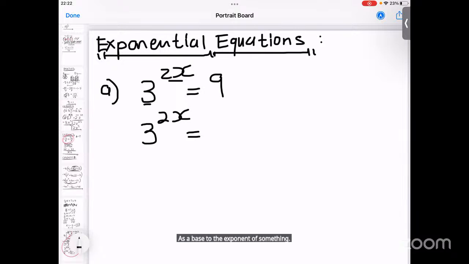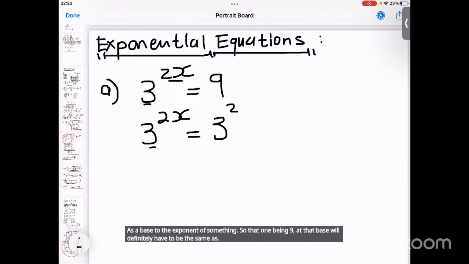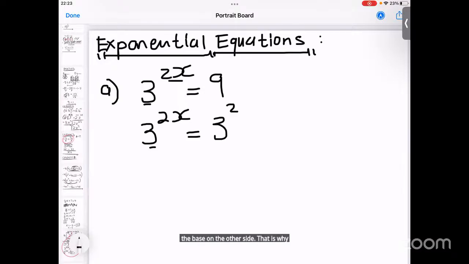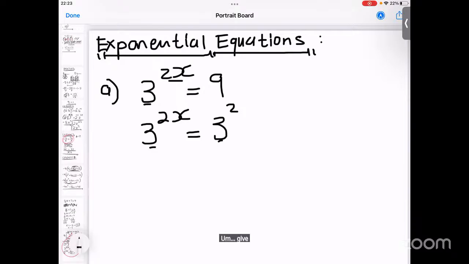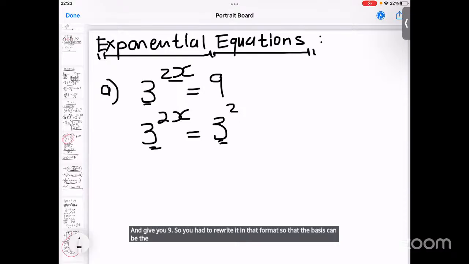That base will definitely have to be the same as the base on the other side. That is why, if you say 3 to the exponent of 2, it will definitely give you 9. So you had to rewrite it in that format so that the bases can be the same. And with regards to that, you end up having the bases falling away.